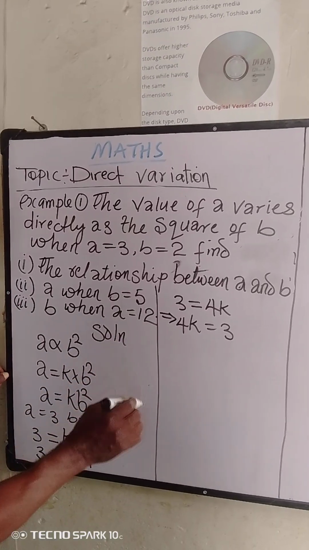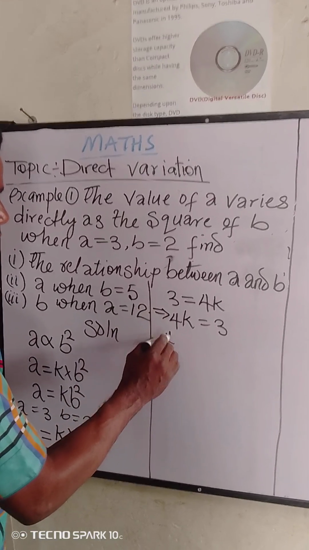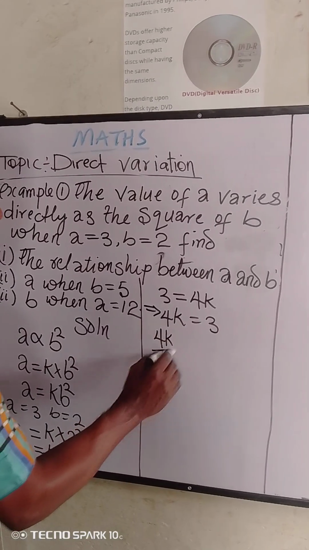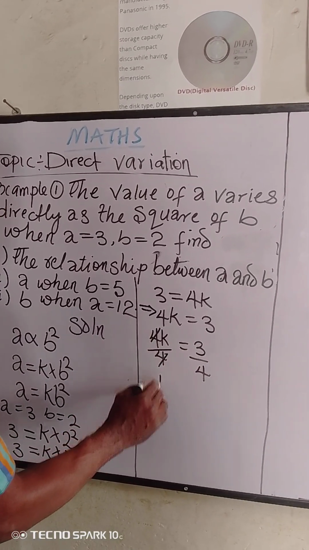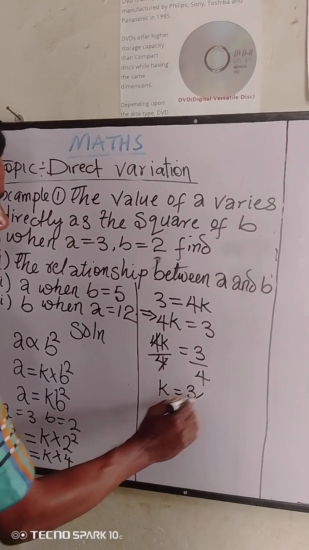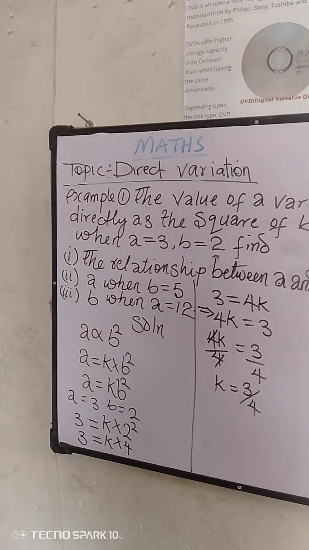We therefore divide both sides by the coefficient of K. And the coefficient of K is 4. So I will now say 4K over 4 equals 3 over 4. 4 cancels 4. K is equal to 3 over 4. So 3 over 4 is the constant of proportionality.